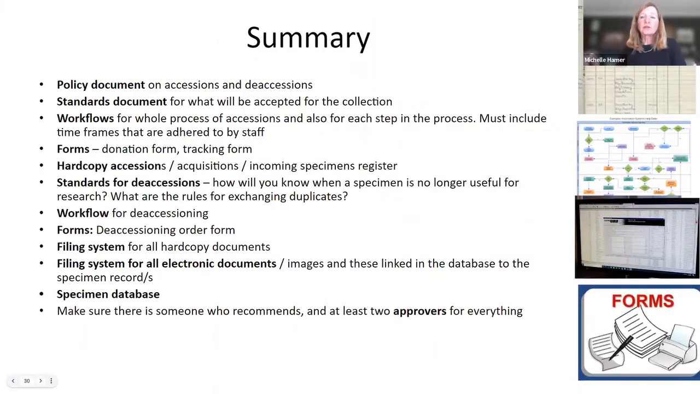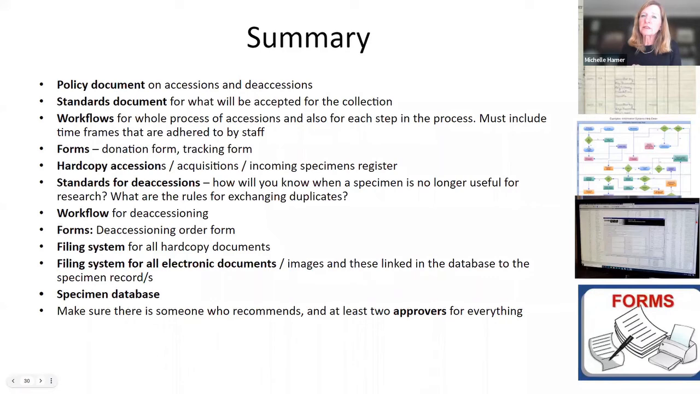Okay, so that's it. Accessioning and de-accessioning in summary. You should have a policy document for each of those processes, for accessioning and for de-accessioning. There should be a standards document for what you'll accept into the institution. You should have workflows for the process of accessioning and each step in that process as well. It should include timeframes, and it should include who's responsible for those different steps. You need forms, the donation form, and also a tracking form.